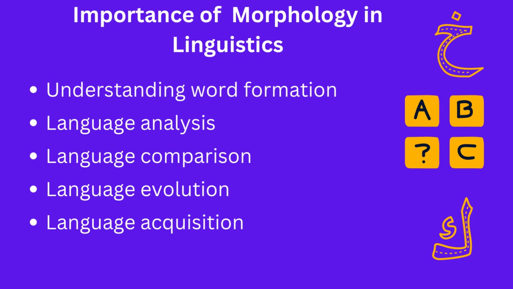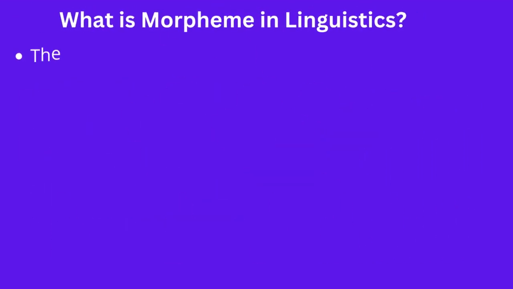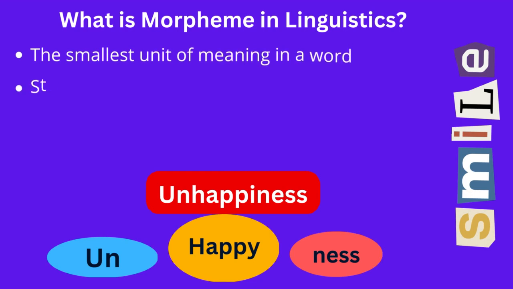Next one is language evolution. Studying how words change over time, morphology helps us to understand the evolution of language and the forces that shape it. And the last one is language acquisition. It is relevant to the study of language acquisition as well, because children must learn the rules for forming words in order to become proficient speakers of a language. So morphology is all about the word formation of any language. It is important for learning and understanding language and to become a proficient speaker as well as writer in any language.